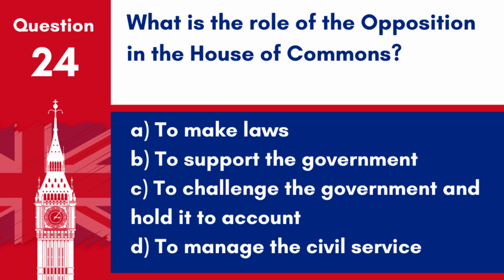Question 24. What is the role of the opposition in the House of Commons? A. To make laws. B. To support the government. C. To challenge the government and hold it to account. D. To manage the civil service. Answer C. To challenge the government and hold it to account. The role of the opposition in the House of Commons is to question and challenge the policies and administration of the government and to hold it accountable to the public.